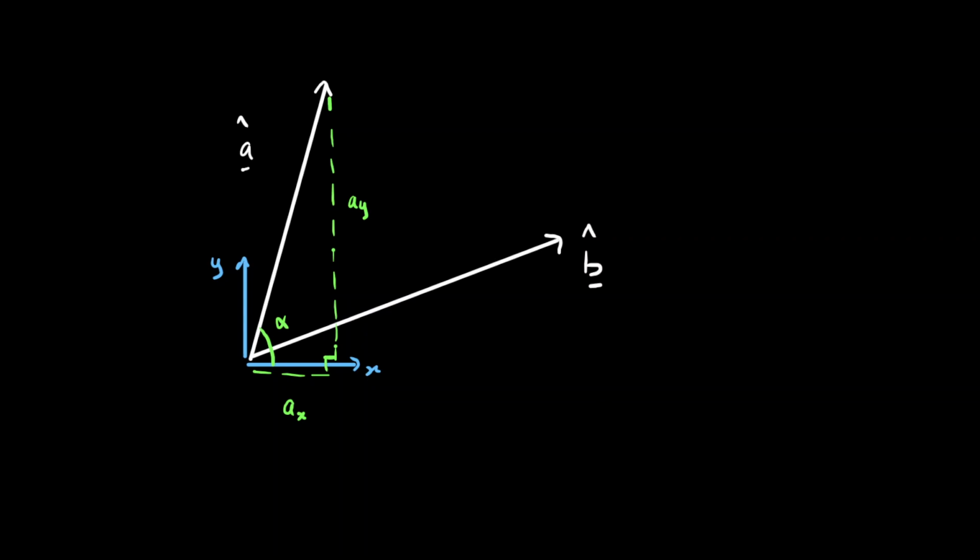Okay, and we're going to do the same thing for B, so I'll use a different color. I'll use yellow. Let's split that up into horizontal, vertical components like that. So the horizontal component of B, I'm going to call BX. And the vertical component of B, I'll call BY. And the angle that B makes with the x-axis, I'm going to call beta.